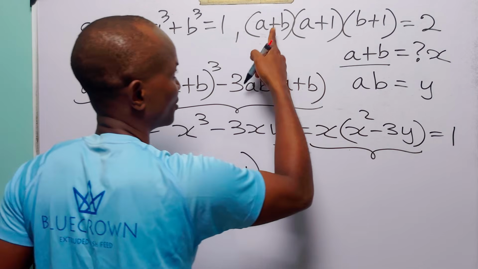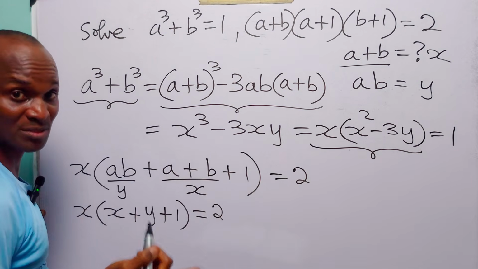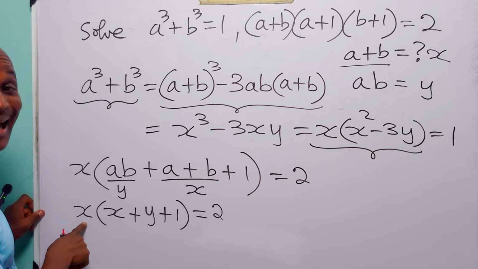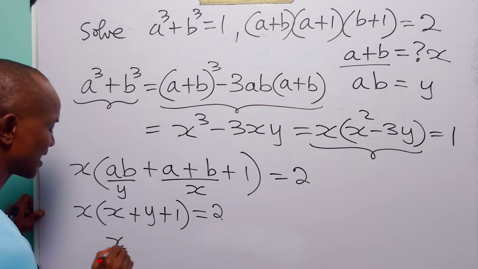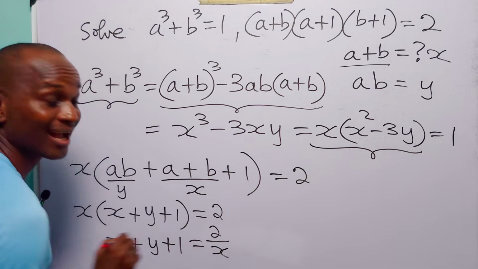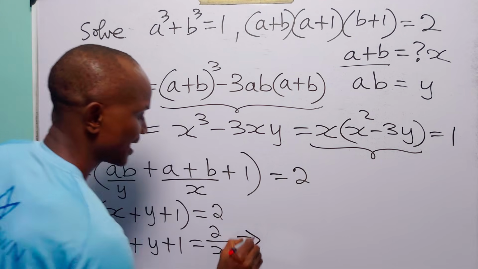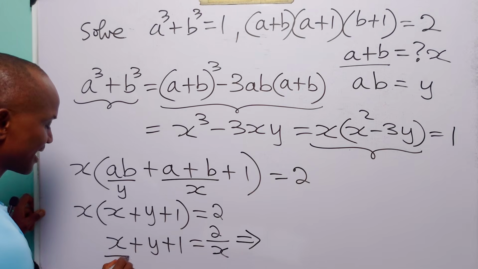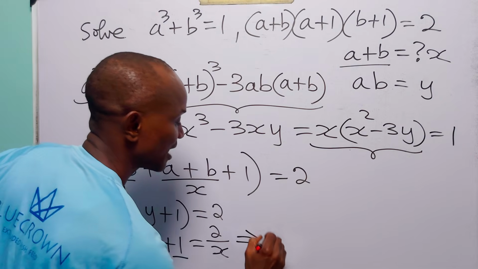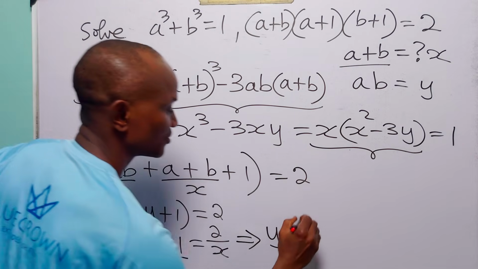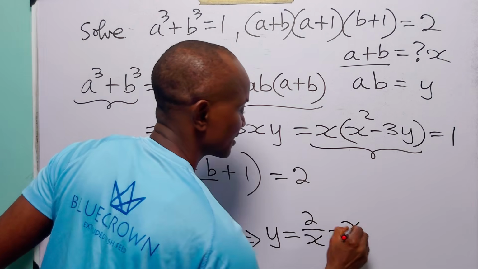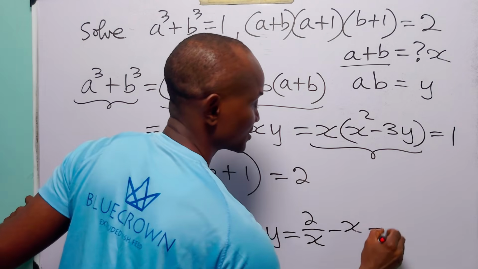Now, from the second equation, you can see that a plus b cannot be equal to 0. So we will divide through this equation by x. When we do that, we have that x plus y plus 1 is equal to 2 over x. The next thing we are going to do is to take x and 1 over to the right-hand side of this equation. When we do that, we have that y is equal to 2 over x minus x minus 1.